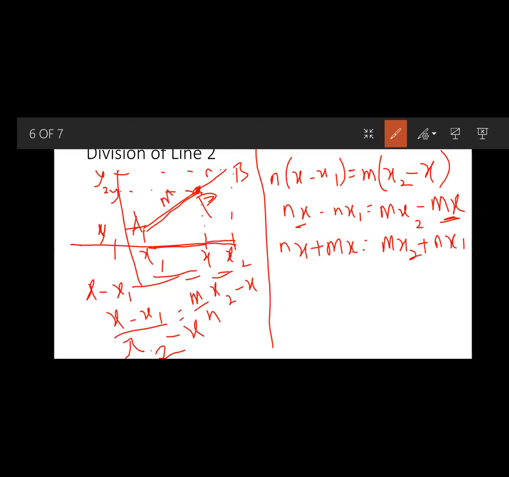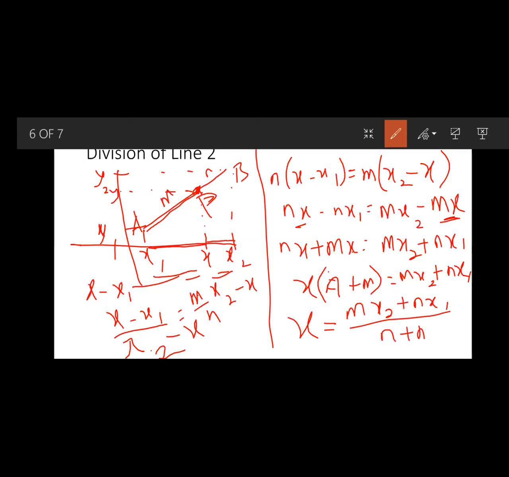So x is common. If x is common, it means you'll be left with what? So we have n plus m left here equals to what? Mx2 plus nx1. So you can divide both sides. So our x will now be equals to what? Mx2 plus nx1 over n plus m. So that is the value of x.